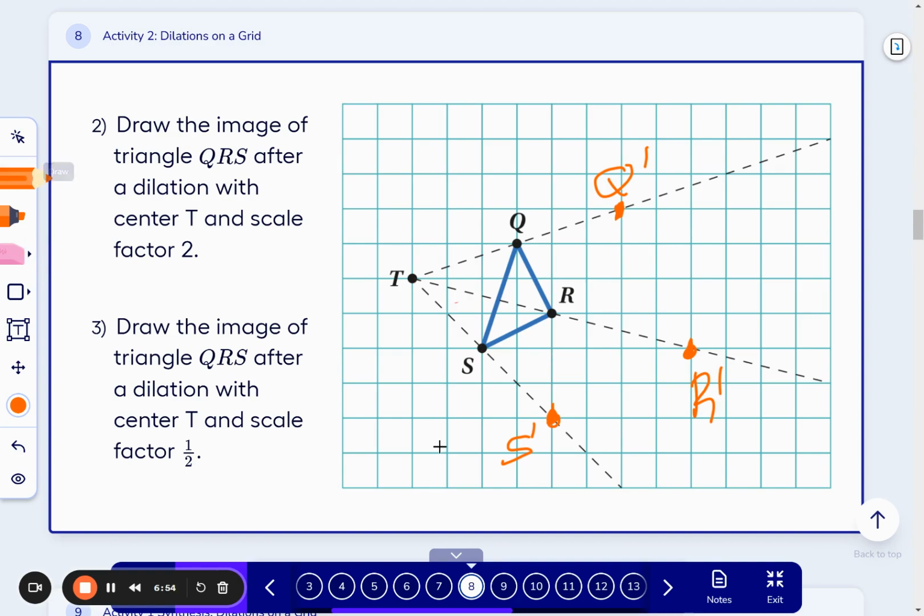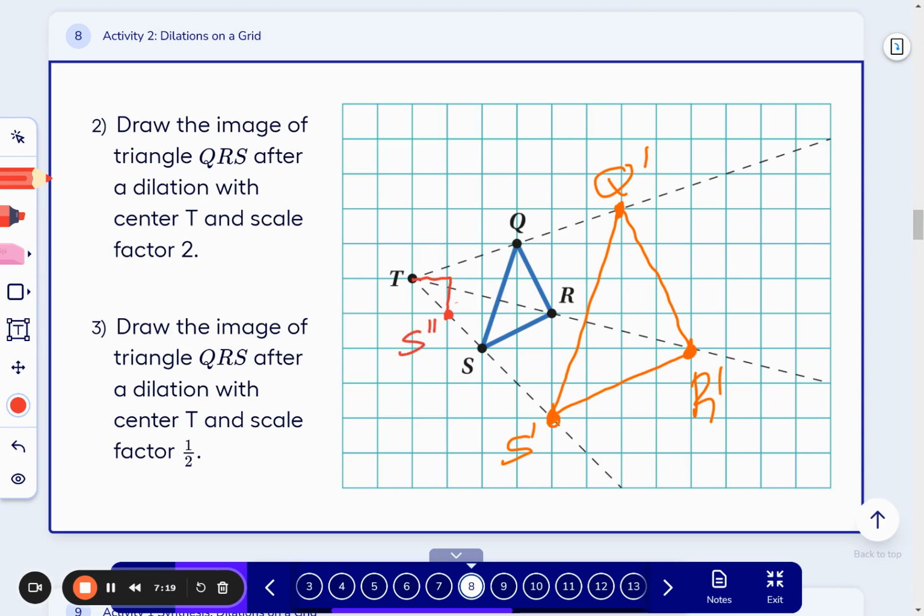So our new triangle is here. Now what happens if we half it? If we can remember those numbers, we don't have to remember those numbers. We know S was 2 and 2, so that would be 1 and 1, because half of 2 and 2 is 1 and 1.